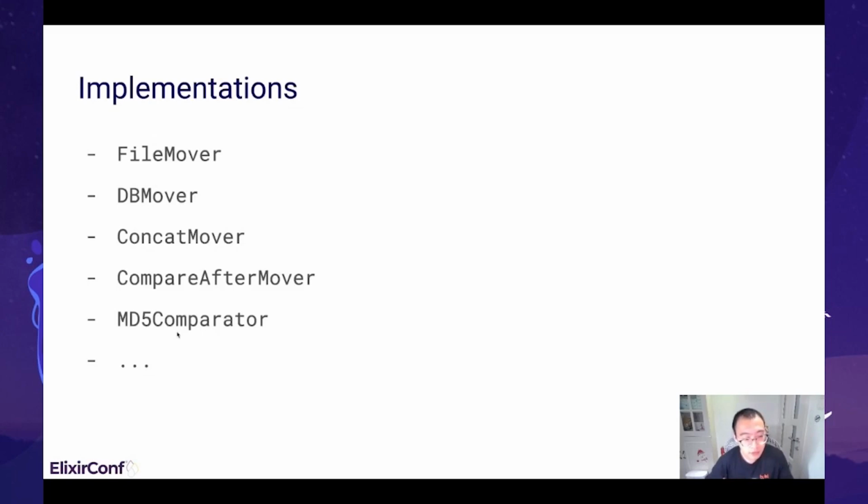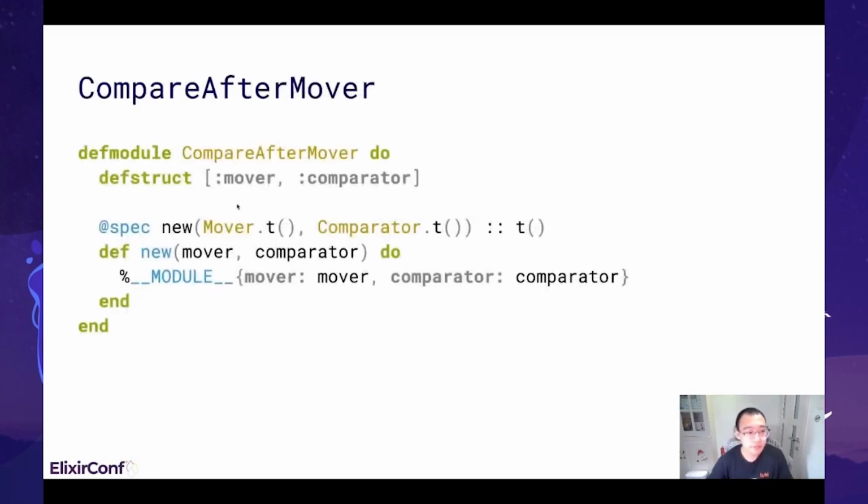So for the comparator role, we can implement it with different hash algorithms. For example, we can have an MD5 comparator here. So with all these implementations, we can solve our problems. But let's first see how to implement this CompareAfterMover first.